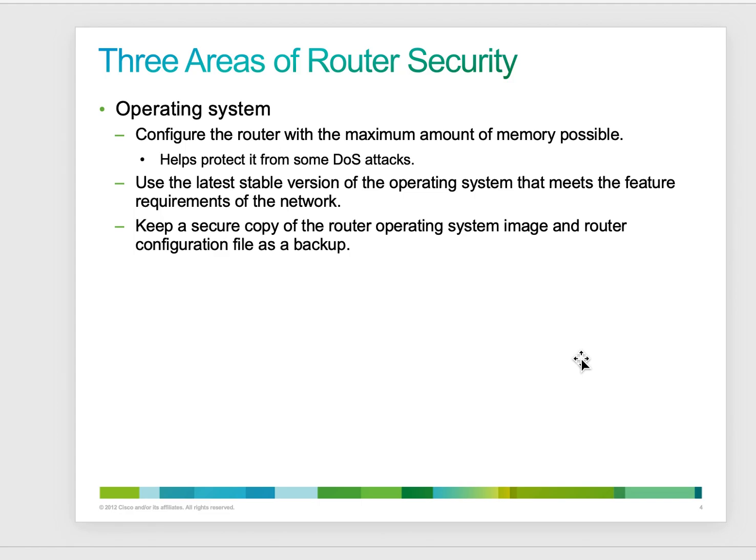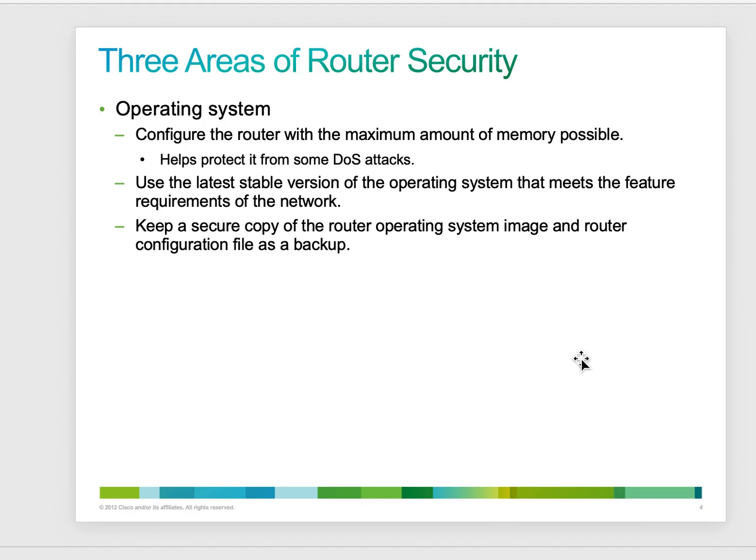Another thing to do to secure the operating system is to use the latest stable version of the operating system. You must look for the up-to-date version that meets the feature requirements of the network. You must constantly update the operating system of the router, so that if there's a bug, once you update, the hackers will lose their ability to tap into your network.